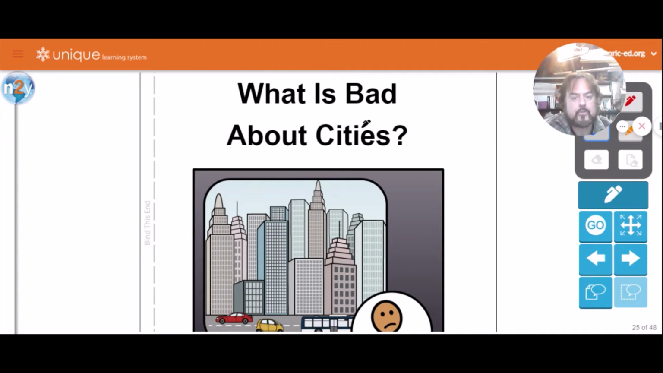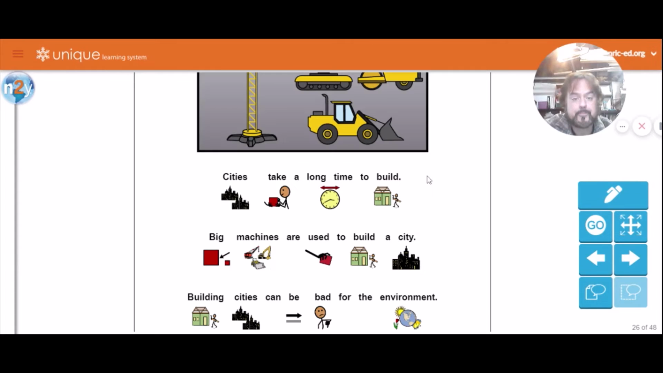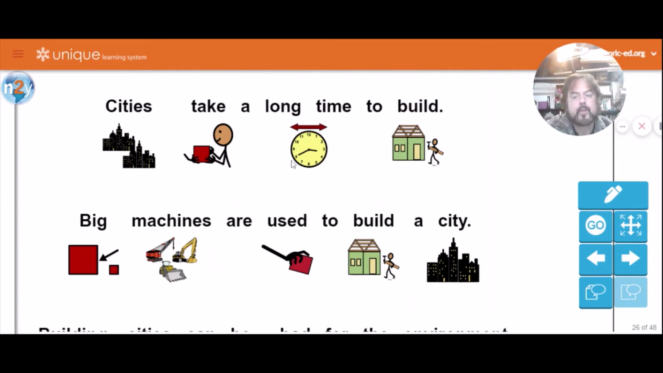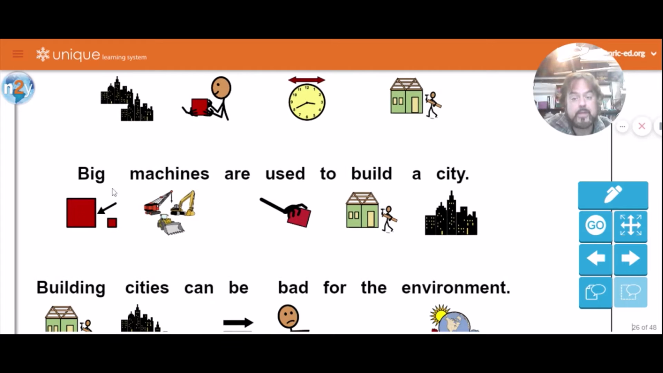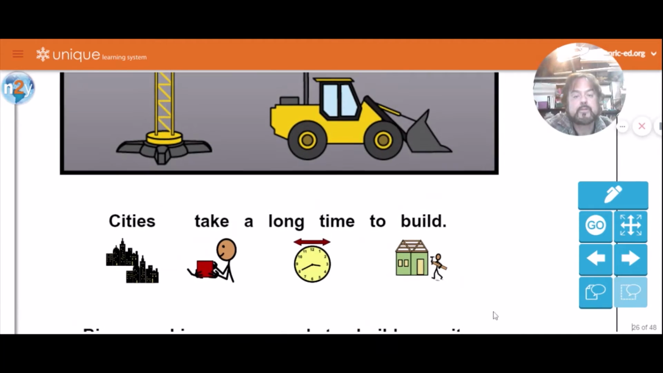Again, the story is called What is Bad About Cities? Yesterday we talked about what is good about cities. Today we're talking about what is bad about cities. Okay. Let me zoom in here. Cities take a long time to build, like years. Big machines are used to build a city. Building cities can be bad for the environment. Bad. So let's see what the picture is.